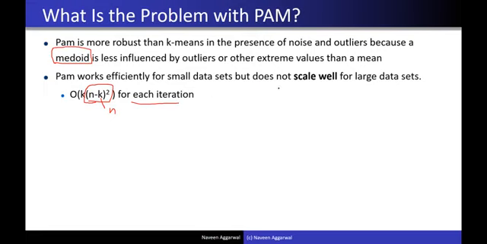Further, to find the actual complexity, if there are t iterations, you have to multiply. It means this is n times more complex as compared to K-means. Where K-means was K n t, this is K n square t. So it is a very complex algorithm.